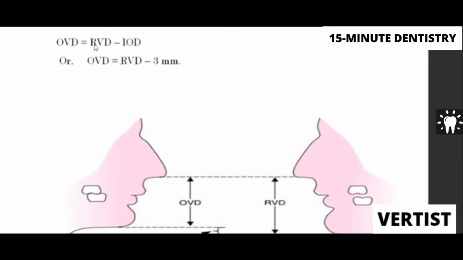So if you see the correlation between these three things, occlusal vertical dimension is equal to rest vertical dimension minus 3 millimeters. Why minus 3 millimeters? Because it is an average freeway space which we take. And we are going to see how you make use of this in deciding the vertical dimension of occlusion in the edentulous patient.